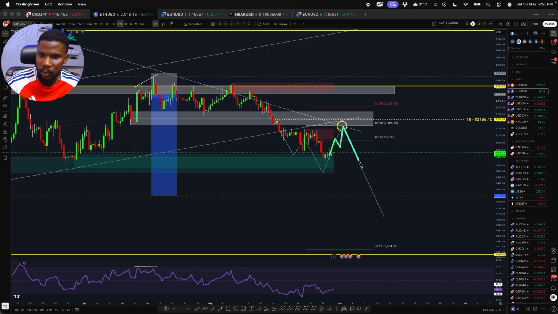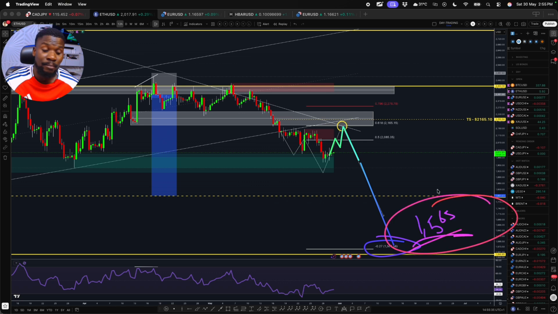And then we can wait for a further drop in the price of Ethereum. The original target remains at $1,565.